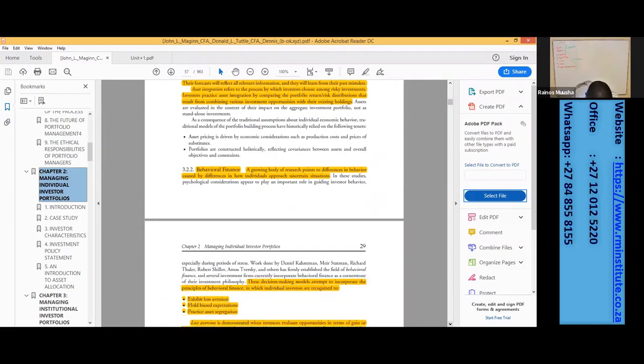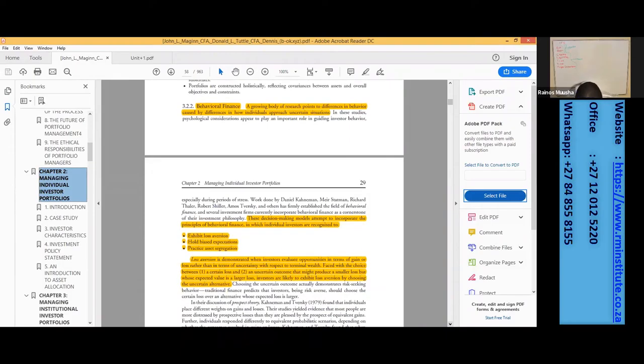The second one is behavioral finance. And here they say, a growing body of research points to differences in behavior caused by differences in how individuals approach uncertain situations. Then if you go to page 29, on the first paragraph, on the last sentence, saying, these decision-making models attempt to incorporate the principles of behavioral finance in which individual investors are recognized to, one, exhibit loss aversion, hold biased expectations, and practice asset segregation.